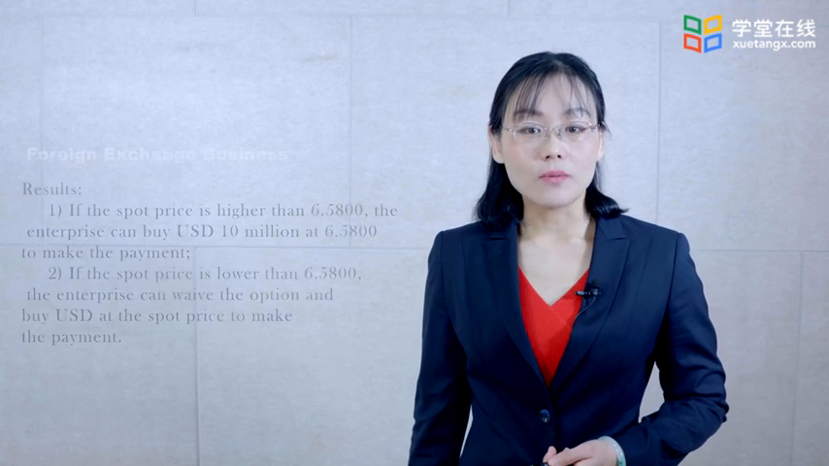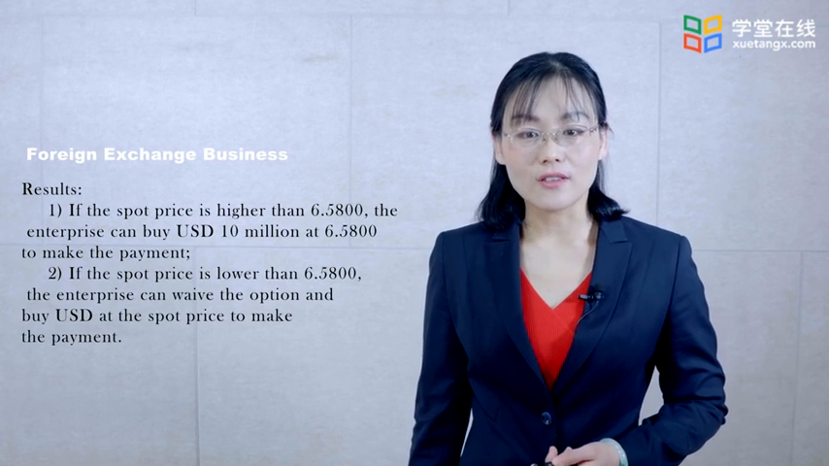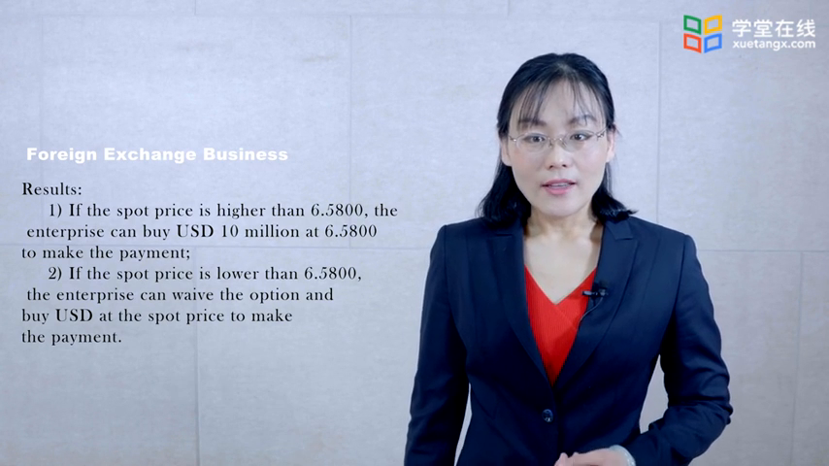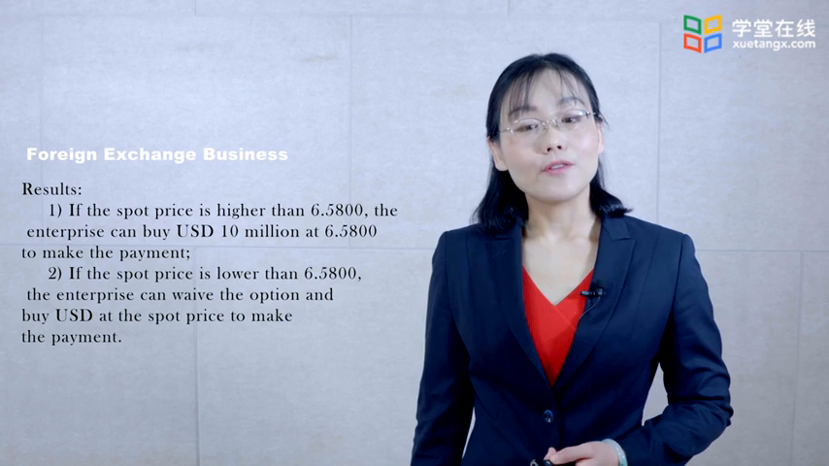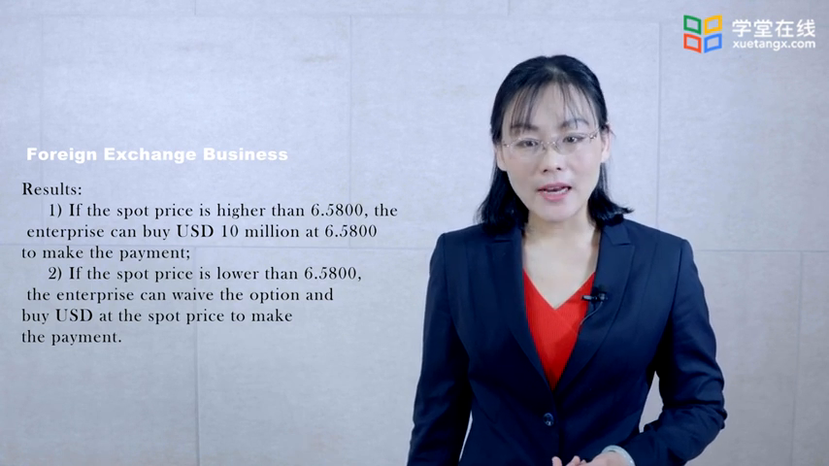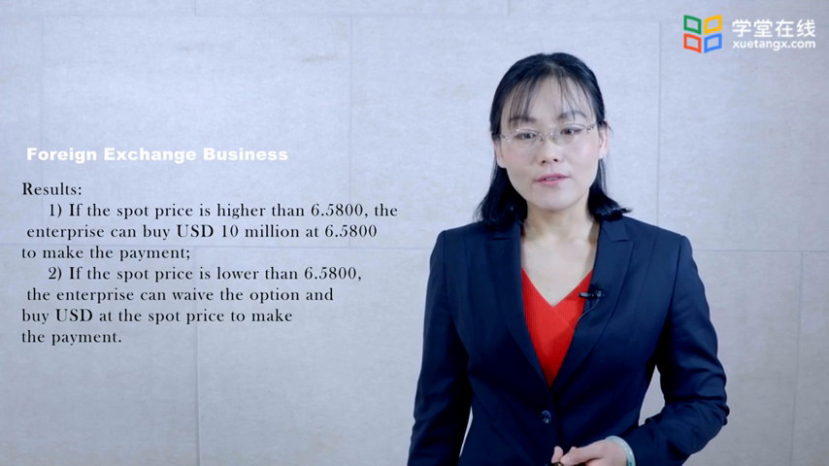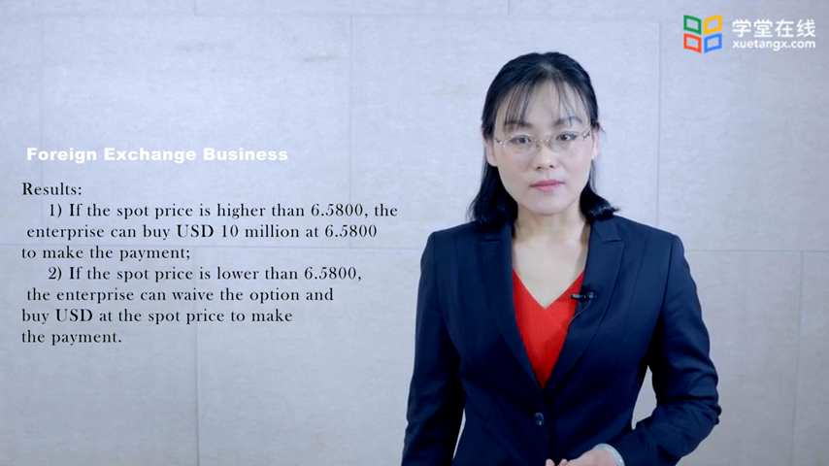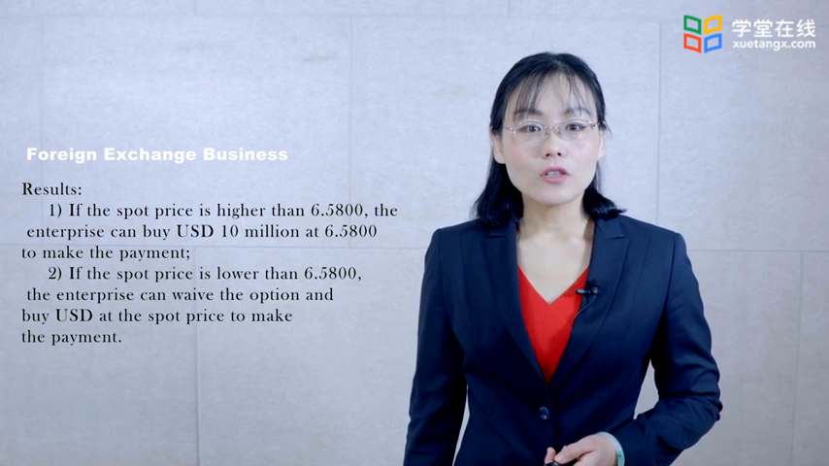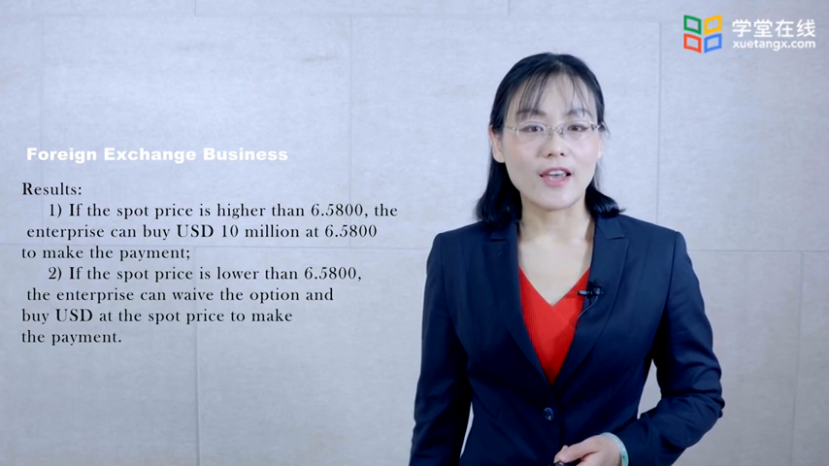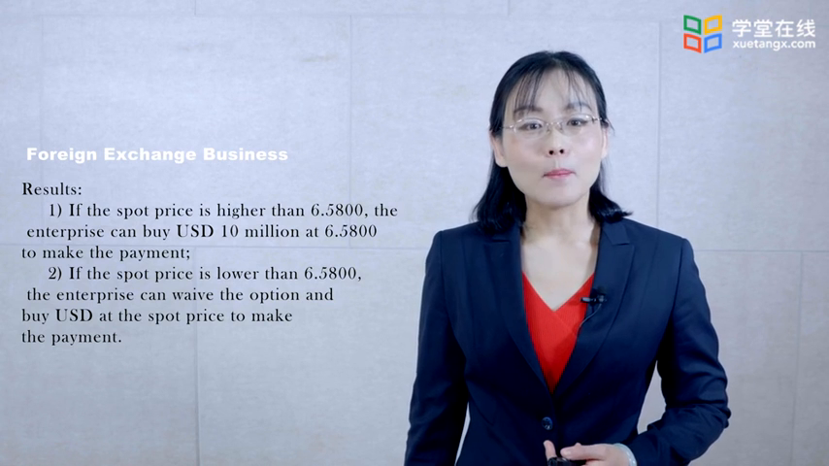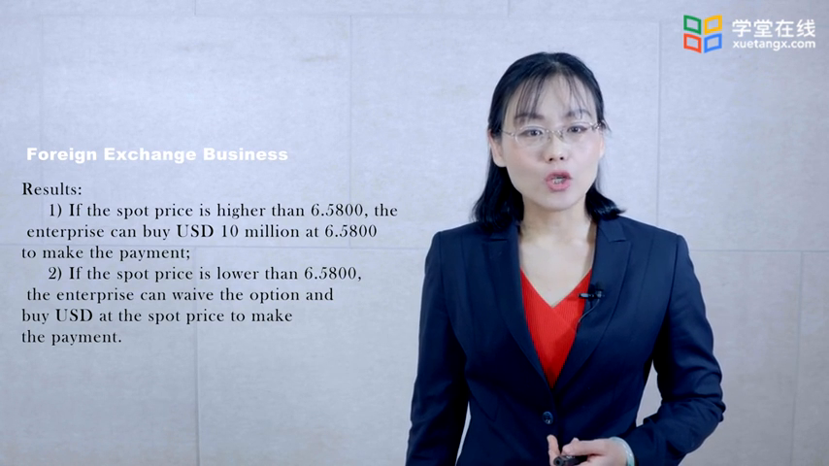The results of this option include the following. First, if the spot rate is higher than 6.58, the enterprise can buy $10 million at 6.58 to make the payment. Second, if the spot price is lower than 6.58, the enterprise can waive the option and buy dollars at the spot price to make the payments.